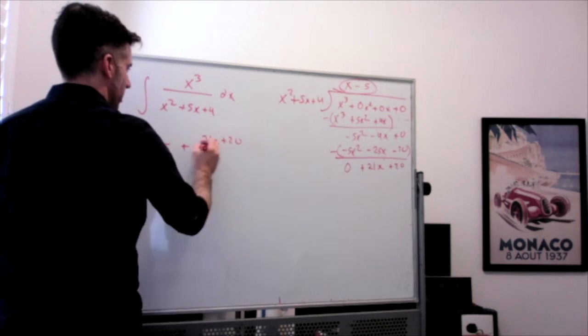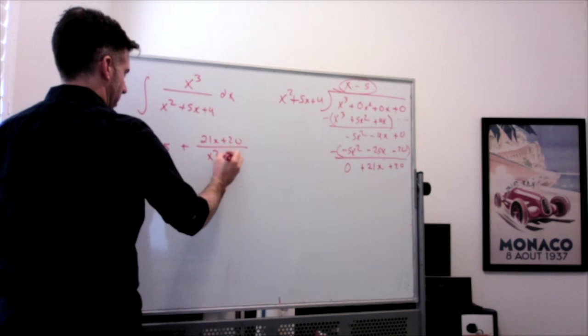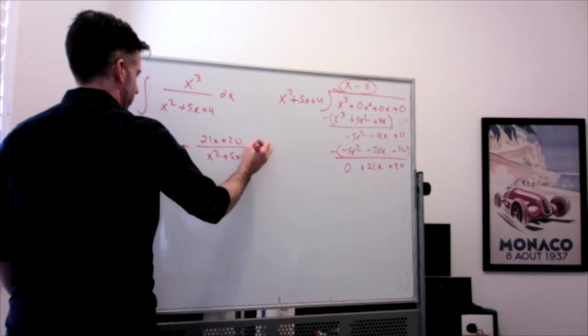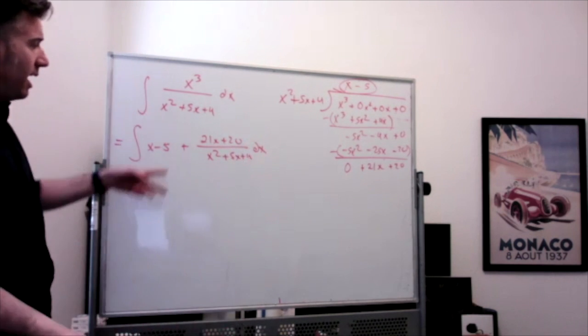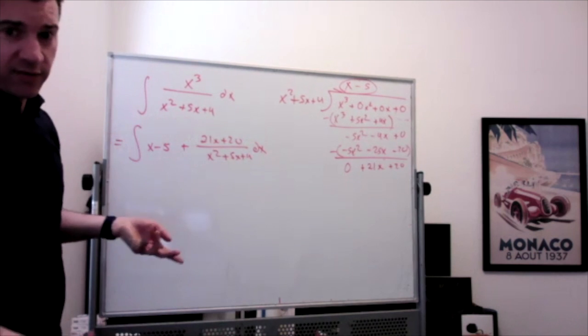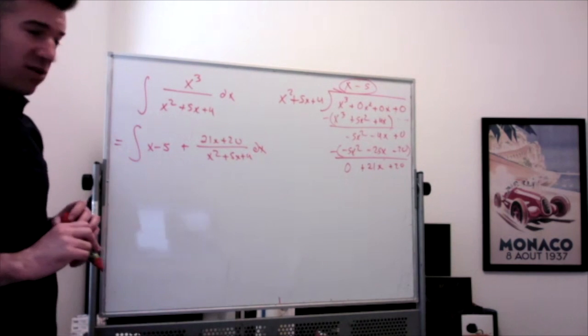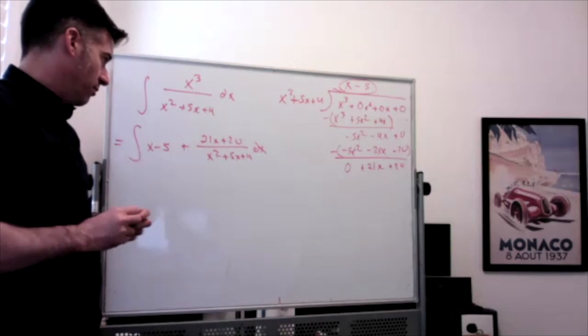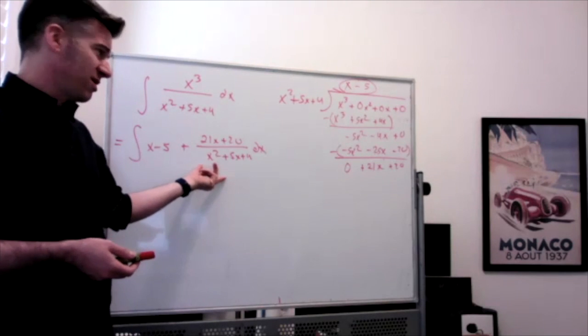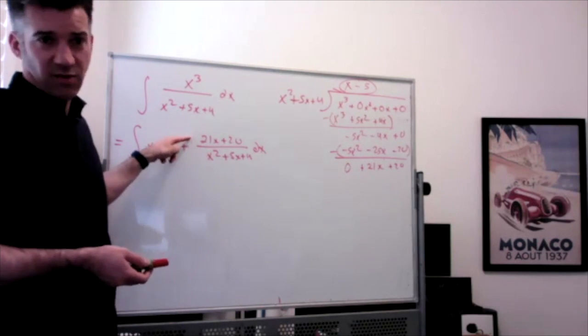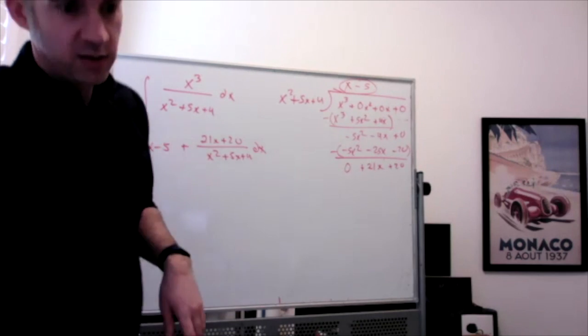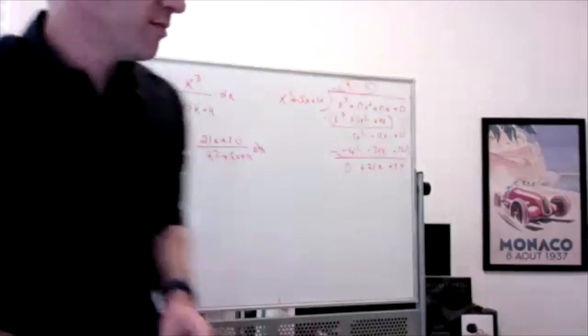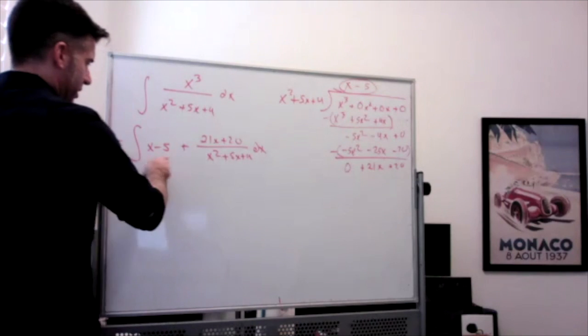divided by your divisor, x squared plus 5x plus 4. And it's this part that we're going to probably have to use partial fractions for, because it does not look like a u sub will work. u is equal to x squared plus 5x plus 4, du is 2x plus 5. Nope, that's not a multiple of 2x plus 5. So partial fractions time. We're just going to leave this alone for a minute.